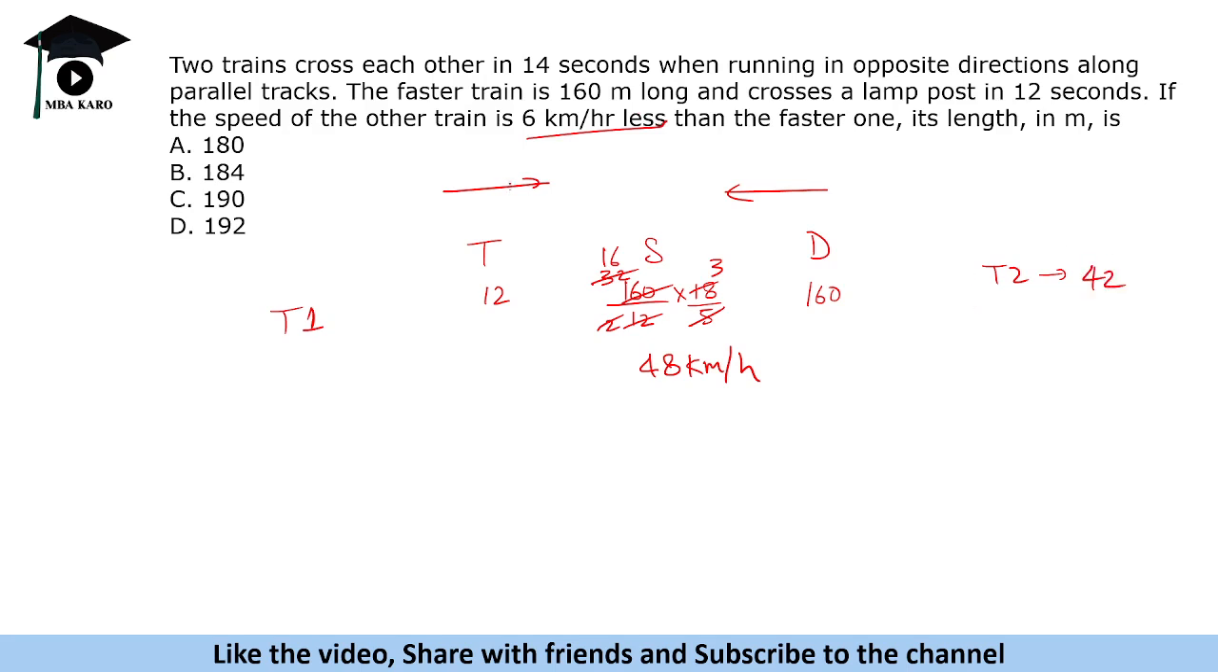Now when these two trains are moving in opposite direction, one is going at 48, the other at 42. So their relative speed is 90 kilometer per hour. Now we need to find in meters, isn't it? So that turns out to be 25 meter per second. They take 14 seconds to cross each other, so the distance they must have traveled is 14 into 25, that is 350 meters. Now this 350 meter is 160 plus length of the other train. So length of the other train turns out to be 190 meter. So a simple question on time, speed and distance.